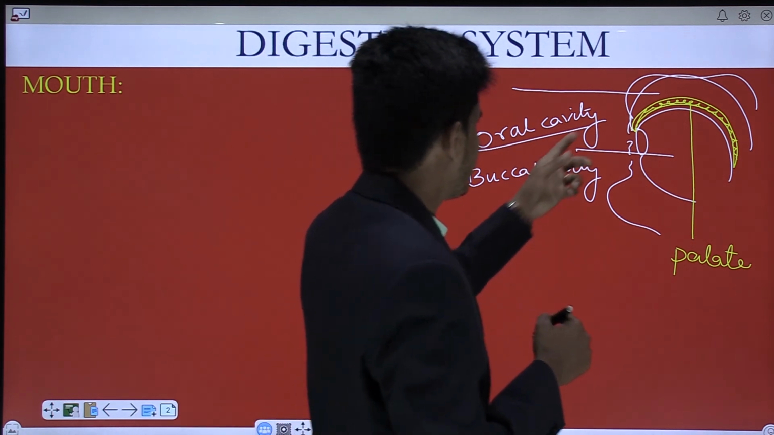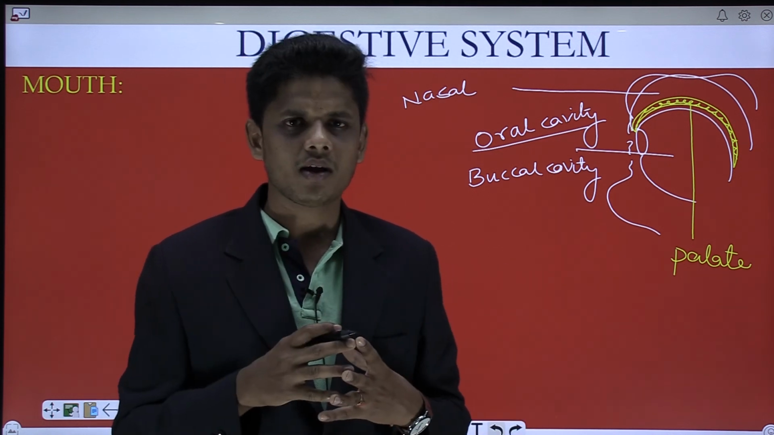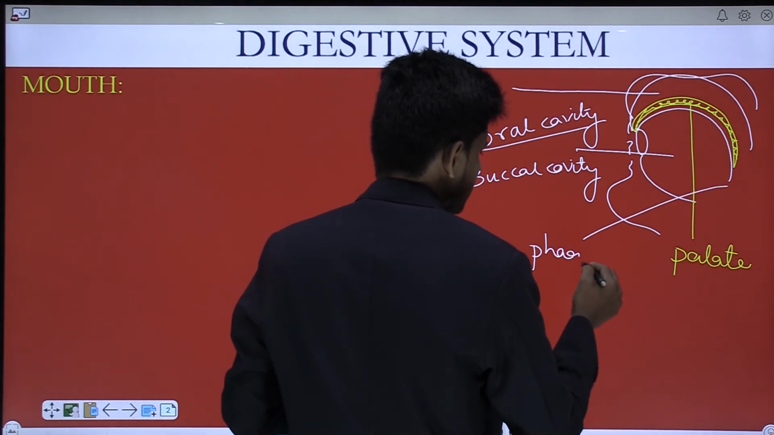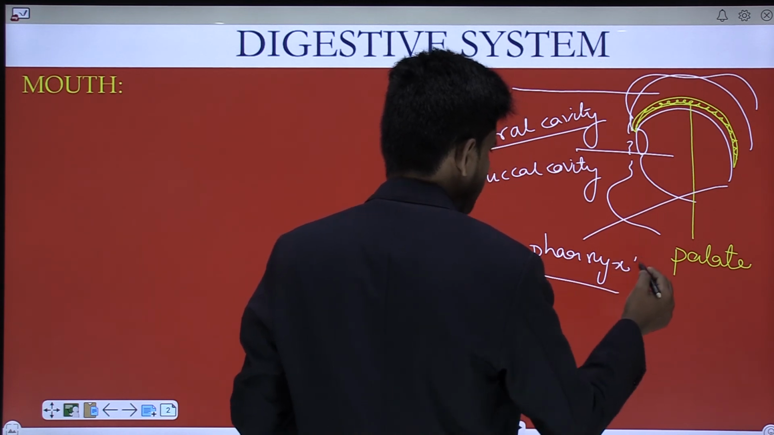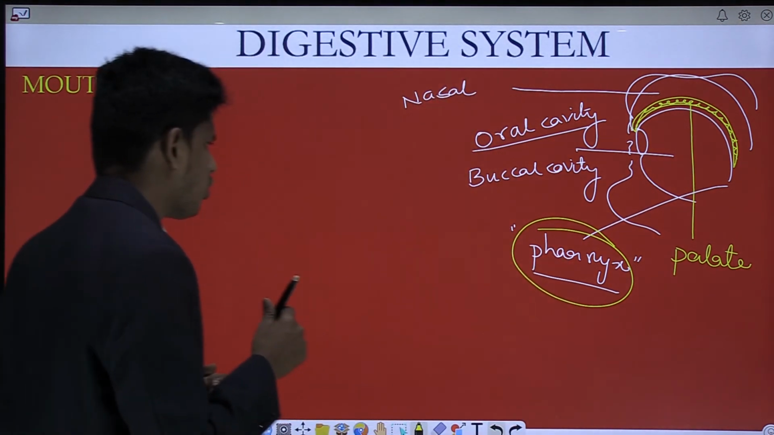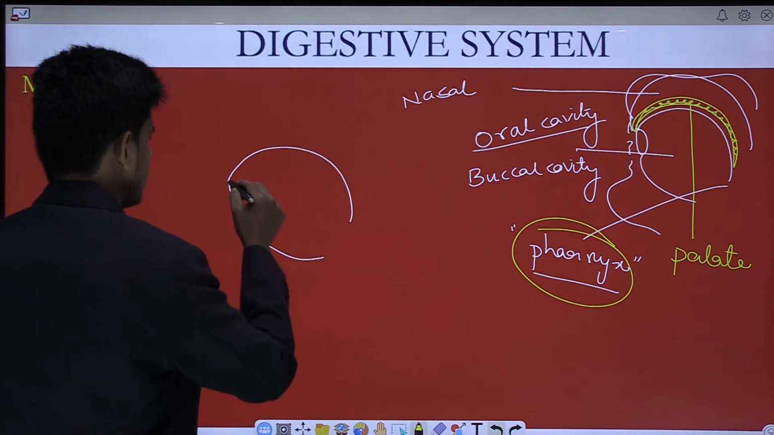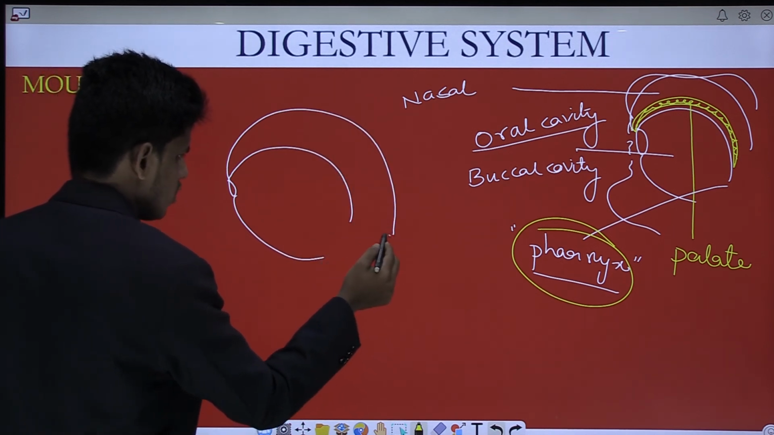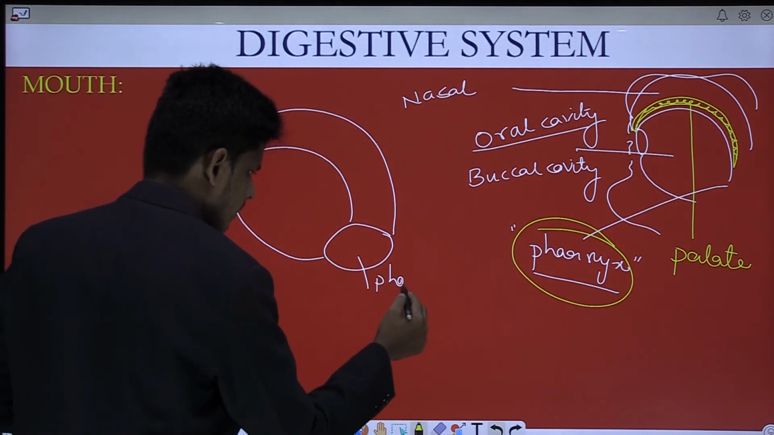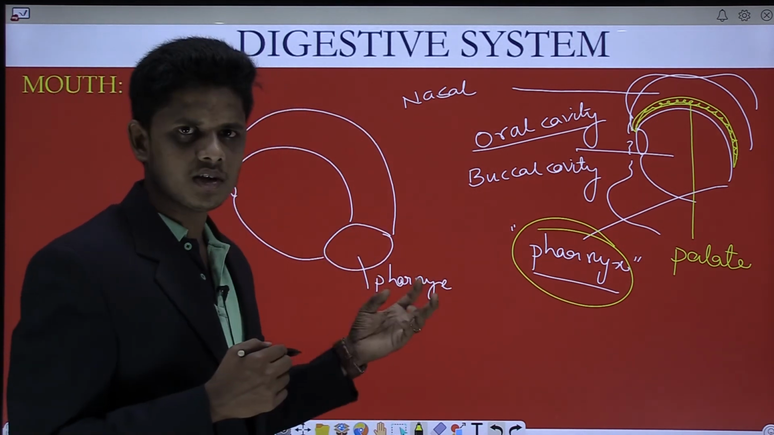The nasal cavity and oral cavity open at a common passage, a common place, called the pharynx. I'm going to draw the diagram again: this is the mouth and this is the nasal cavity, and these both open at a common junction, and it is called the pharynx.